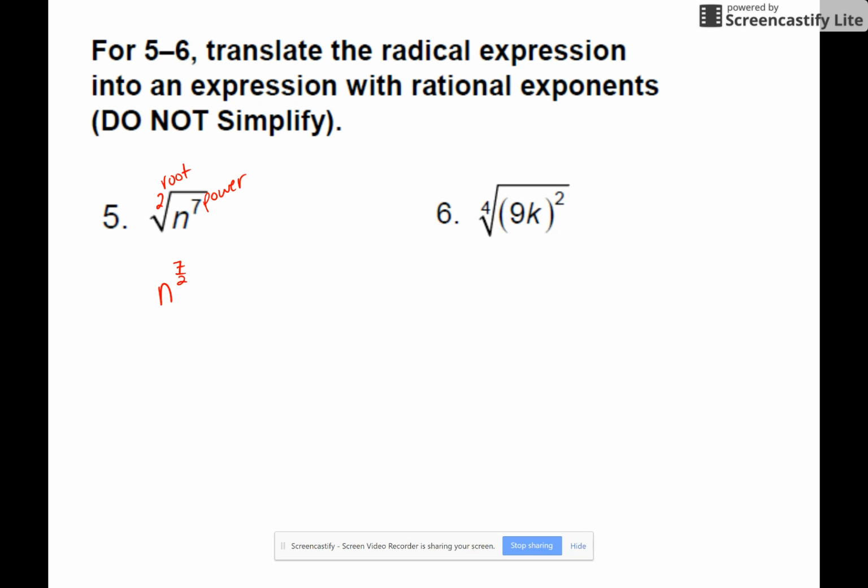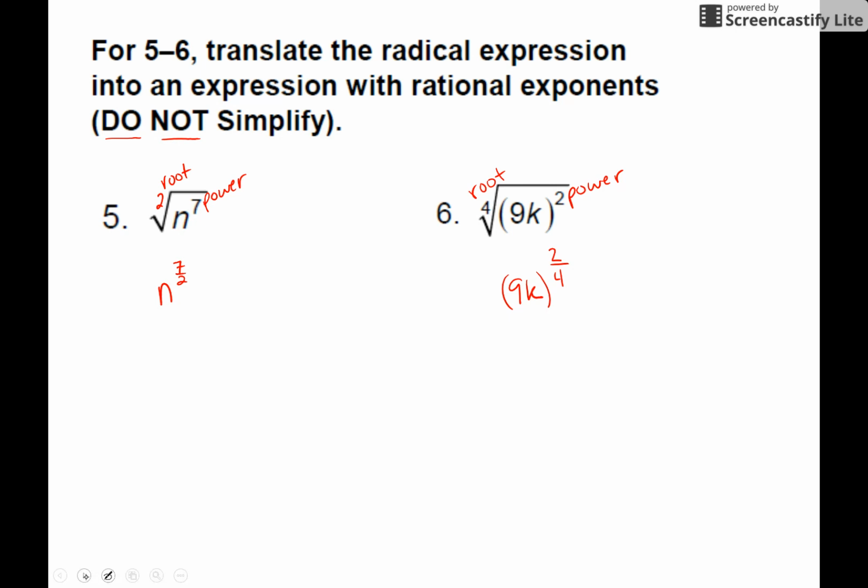Hey everyone, let's pick it up at number 6. Okay, so once again we have power and root, and we're going to rewrite this in exponential form, so with a rational exponent. Our base, 9k, we're going to keep that in parentheses so we know the exponent is for all of that. So here's my power over root. And since the directions once again say do not simplify, we're not going to reduce the 2/4. All right, moving right along.